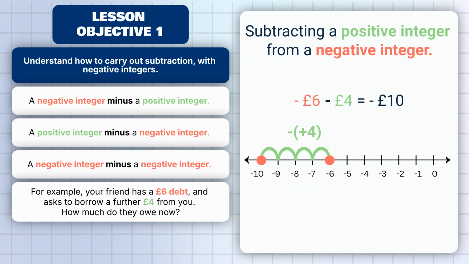More generally, if you have a negative integer, like minus 5, minus a positive integer, like 3, this is equivalent to adding the positive integers, 5 plus 3, and putting a minus sign in front. So, minus 5 minus 3 equals minus (5 plus 3), which equals minus 8.